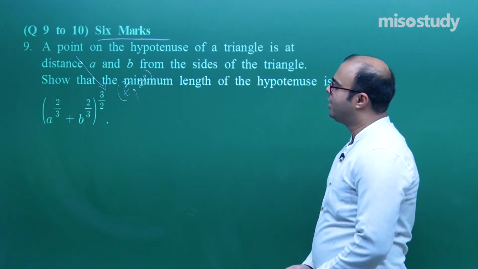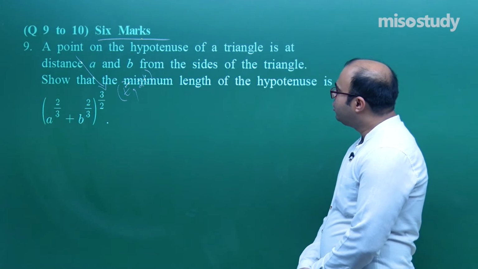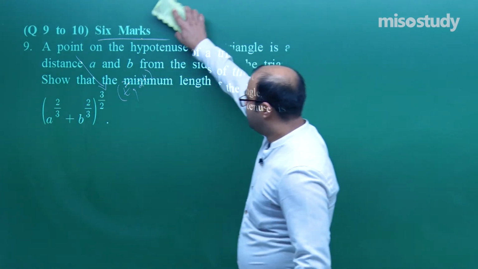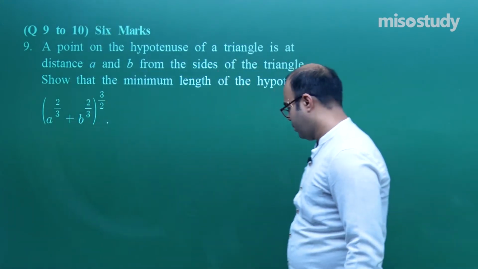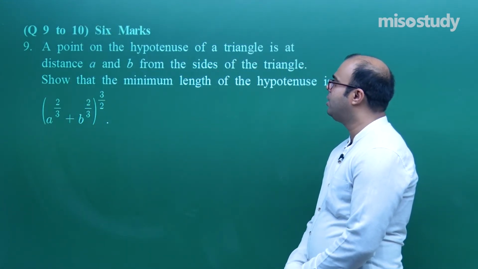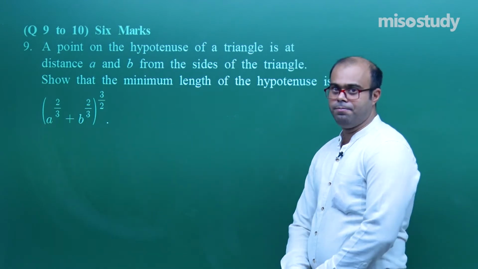Next, ninth question is a 6 marks question. A point on the hypotenuse of a triangle is at a distance a and b from the sides of the triangle. Show that the minimum length of the hypotenuse is this.